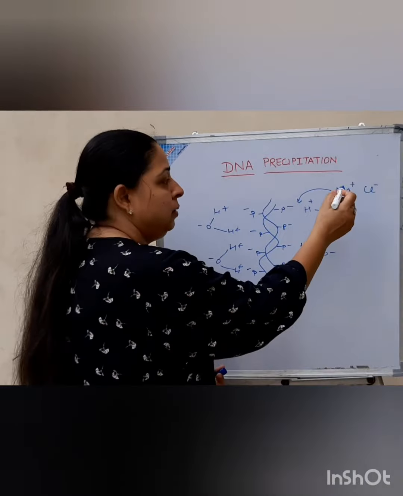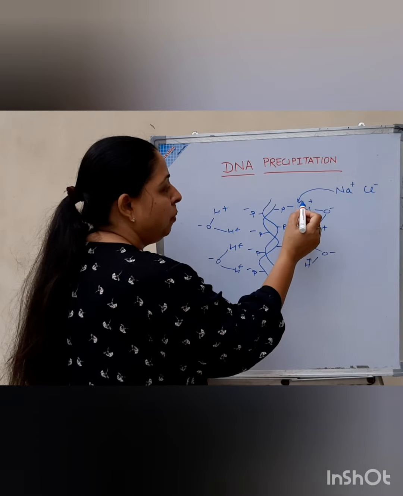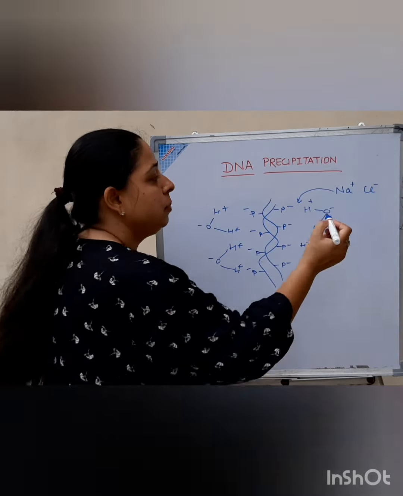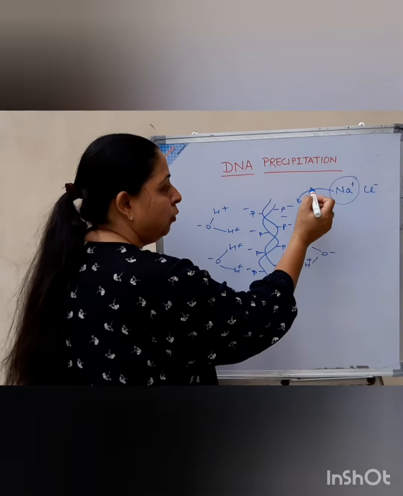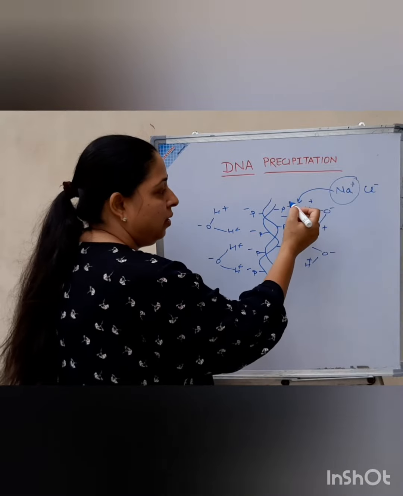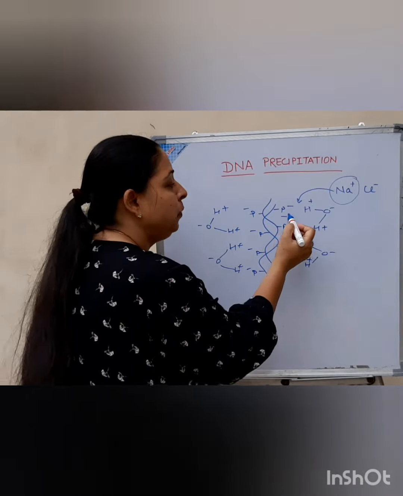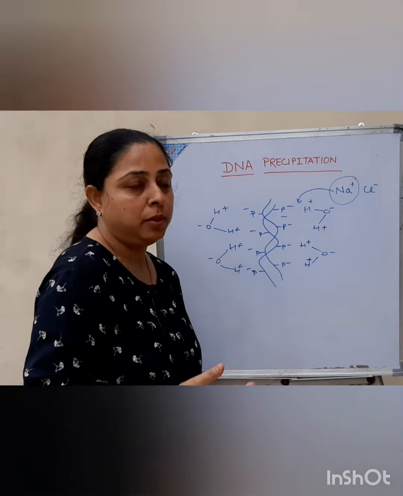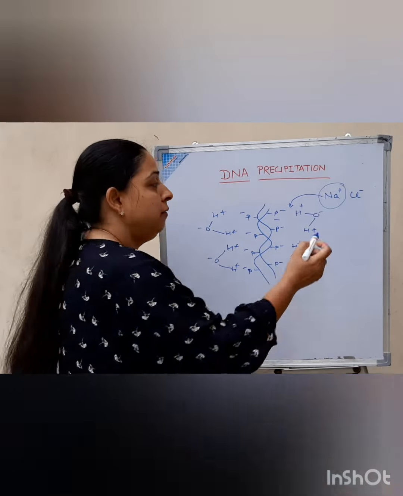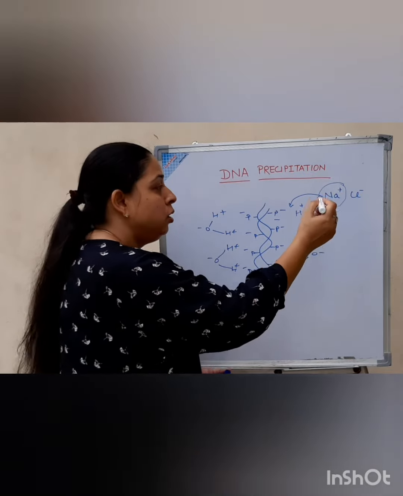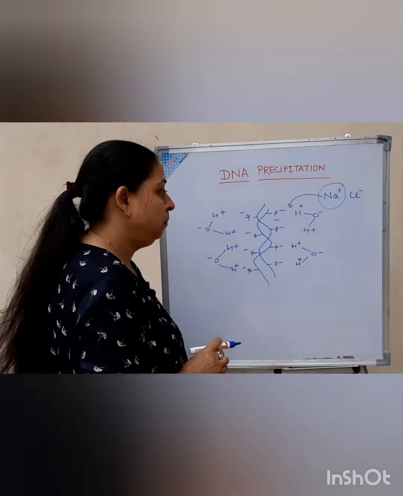Sodium ion interferes with the hydration shell of the DNA molecule by forming bonds with the phosphate group, because sodium is a positively charged ion and phosphate is negative. So sodium tries to interact with the phosphate group. Sodium ion tries to form an electrostatic bond with the phosphate group, and thereby it interferes with the hydration shell of the DNA and weakens it. When we add the sodium salt, sodium ion basically weakens the hydration shell of the DNA molecule.